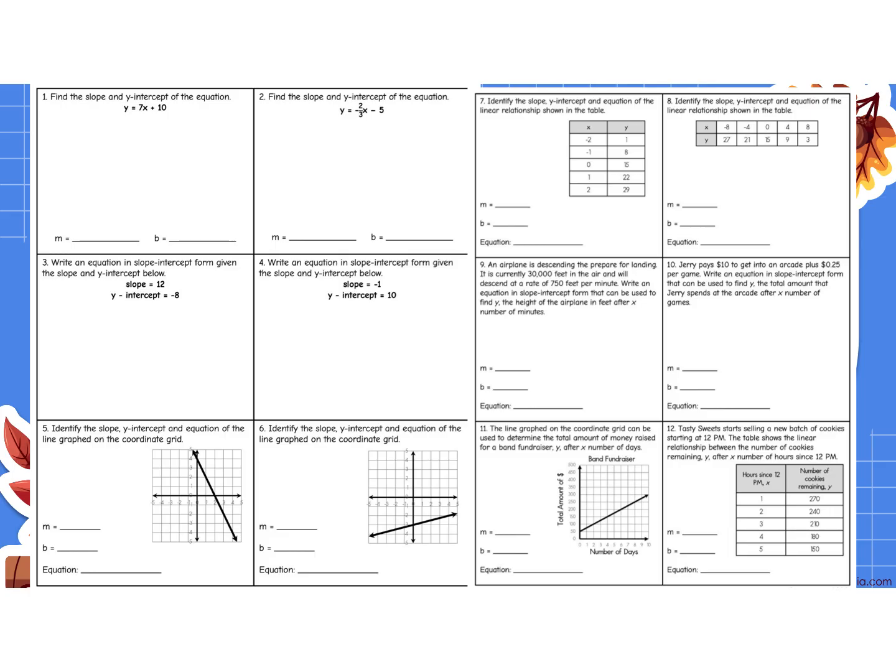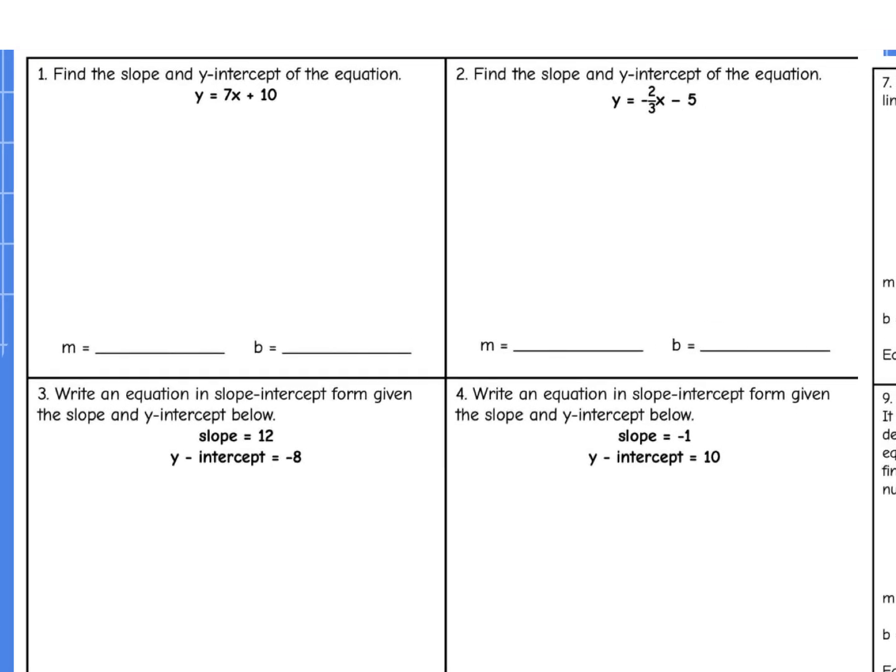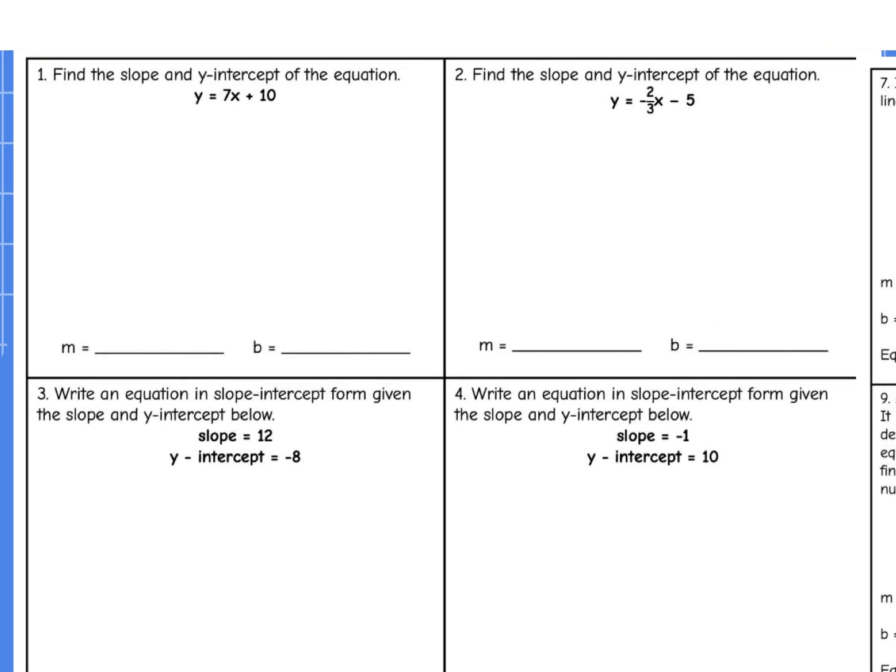So now we're going to look at some more notes on this just to make sure that you're good to go on what we talked about yesterday. So remember, y equals mx plus b. So our m is 7. You can also write 7 over 1 if you wanted. And our b is going to be 10. Remember, we write it as a coordinate, 0, 10.